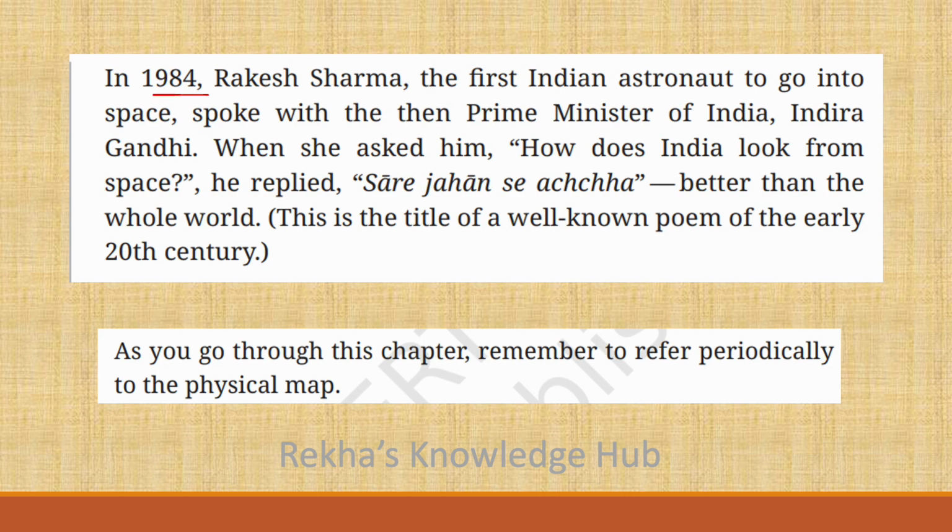In 1984, Rakesh Sharma, the first Indian astronaut to go into space, spoke with the then Prime Minister of India, Indira Gandhi. Who was the first Indian astronaut to go into space? Rakesh Sharma. In which year? 1984. At that time, Indira Gandhi was the Prime Minister of India. She asked him, how does India look from space?